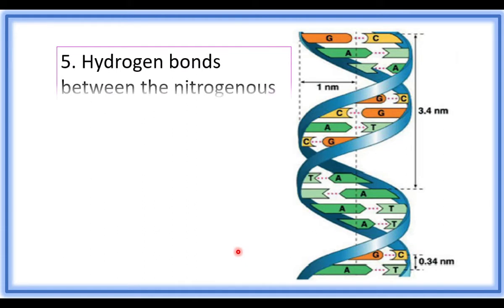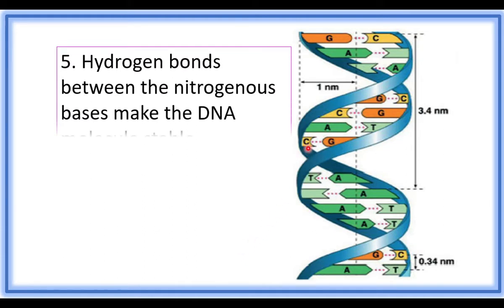The hydrogen bonds between the nitrogen bases make the DNA stable. At the center, there are nitrogen bases, and they form pairs. The base pairing is due to hydrogen bonds. The hydrogen bonds make the DNA more stable. The DNA structure is maintained because of the hydrogen bonds.